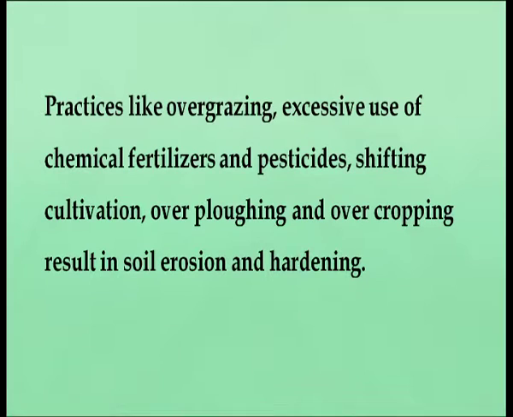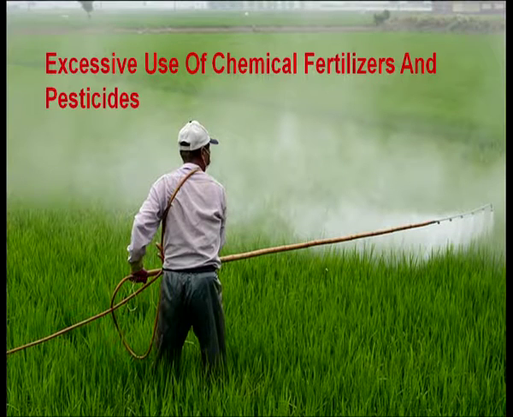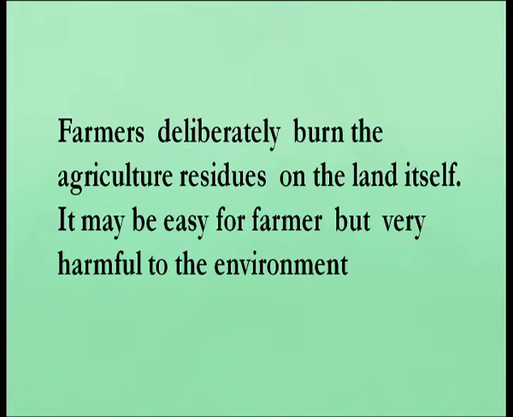Poor agricultural practices. Practices like overgrazing, excessive use of chemical fertilizers and pesticides, shifting cultivation, overplowing and overcropping result in soil erosion and hardening. Here is a picture showing use of excessive chemical fertilizers and pesticides on the crops, which is degrading the environment. Stubble farming. Farmers deliberately burn the agricultural residue on the land itself. It may be easy for the farmers, but it is very harmful for the environment.